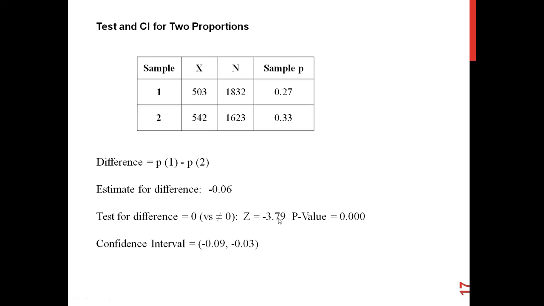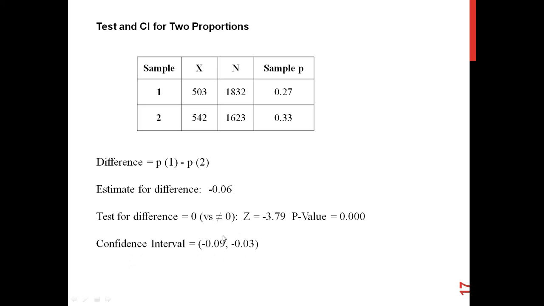And we know that for normal distribution, anything beyond 1.96 is not accepted. So as soon as you get beyond 1.96, we say we should reject H0. So minus 3.79 is beyond 1.96, so we reject H0. Okay.